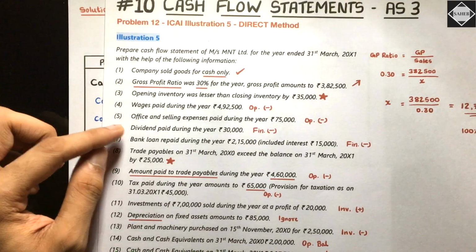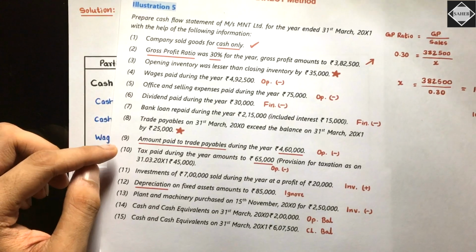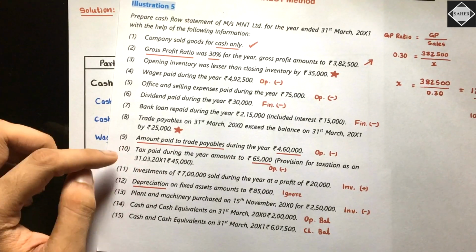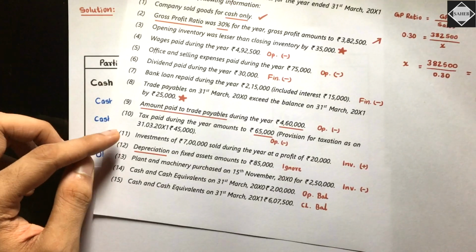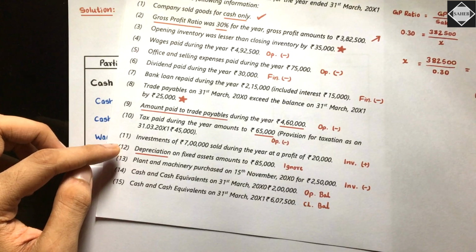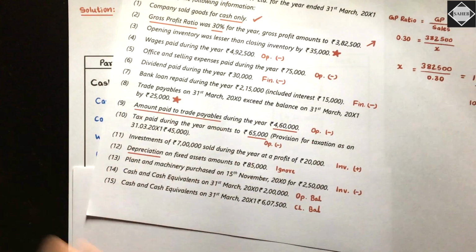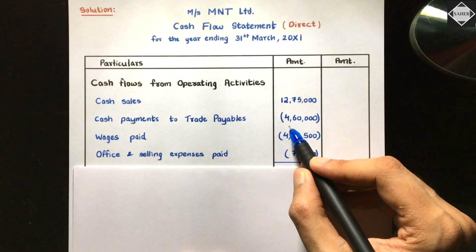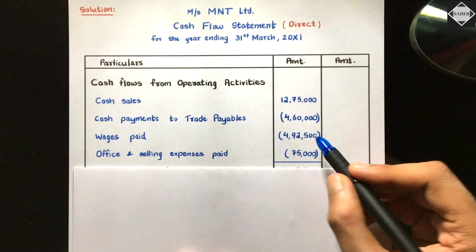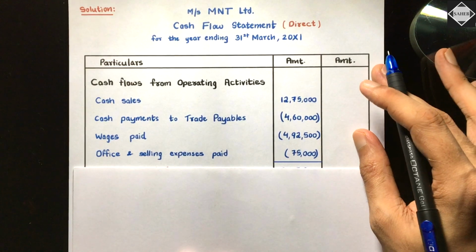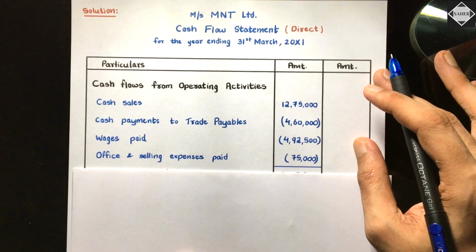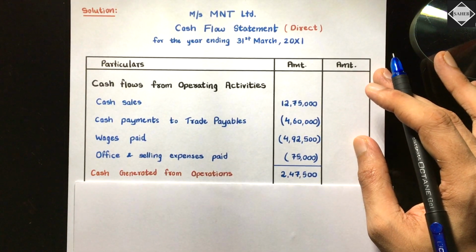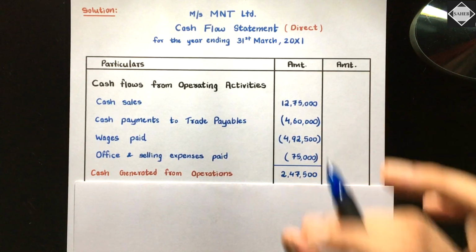See here. No, we have financing, and then yeah, we have tax. Tax will come at last, and then investment. Here depreciation is ignored, and plant and machinery is investment. So nothing of operating. So we'll just make a sum: 12,75,000 minus 4,60,000 minus 4,92,500 minus 75,000, that is equal to 2,47,500. This is called cash generated from operations.